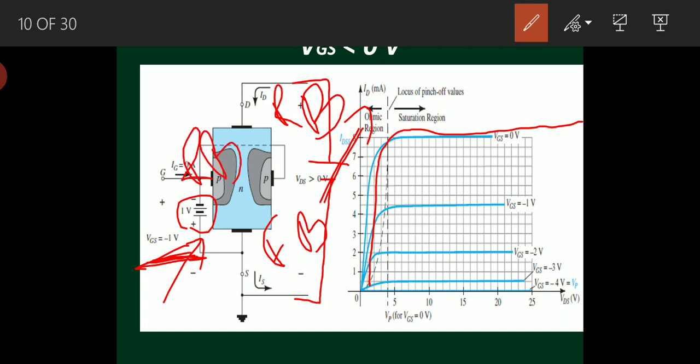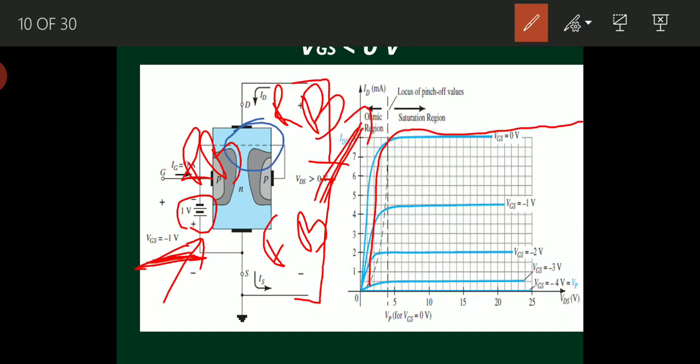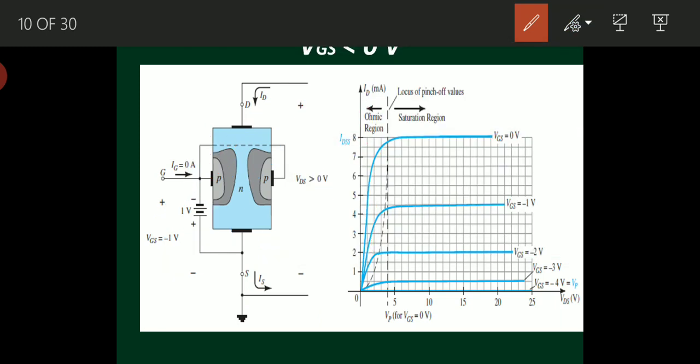Here what is happening now? This VDS is going to reverse bias this channel. At the same time, this input voltage is also reverse biasing this channel. Means both the voltage sources VGS and VDS both are reverse biasing this channel here. So what will happen? Reverse bias increases much more than previous, VGS equal to 0. Reverse bias is increasing much more if I give negative voltage here.